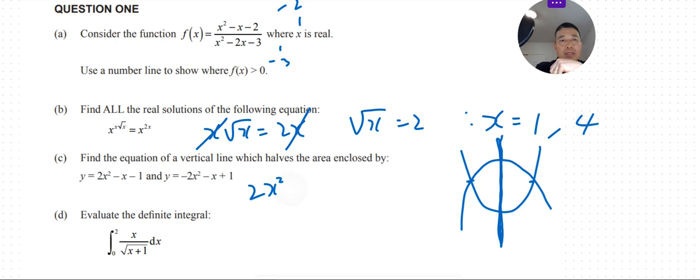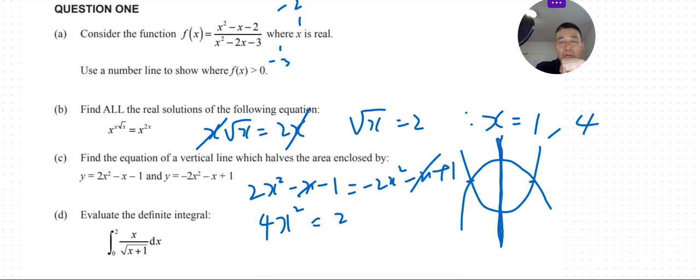2x squared minus x minus 1 equals minus 2x squared minus x plus 1. So rearrange: 4x squared, minus x is gone. 4x squared is how much? 2, right? So x squared must be half. So hence x must be plus minus square root of half.